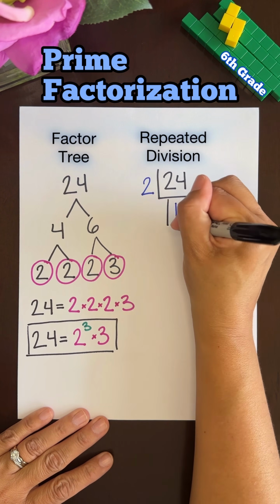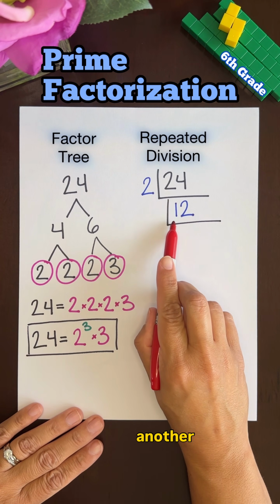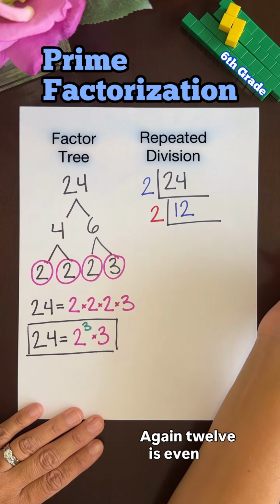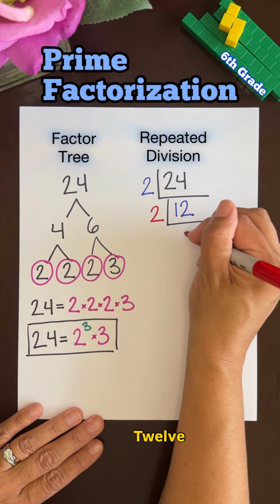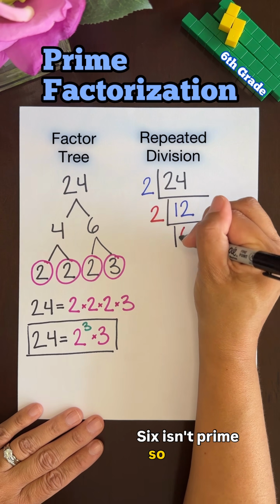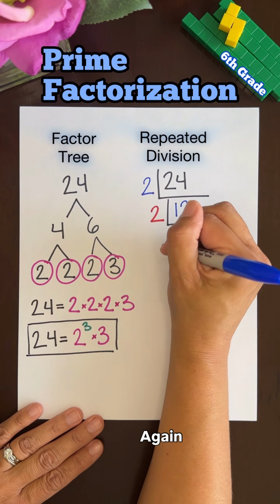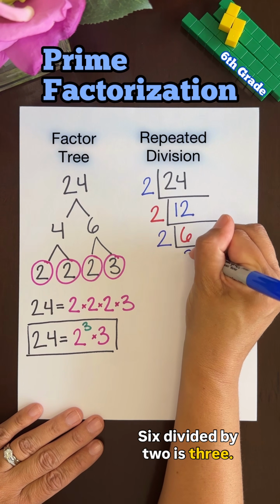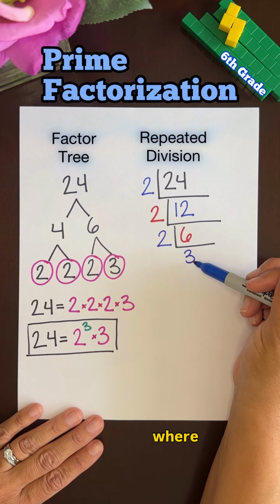Draw the division sign again, and now we're looking for another prime number that goes into 12. Again, 12 is even, so I know I can divide it by 2. 12 divided by 2 is 6. 6 isn't prime, so we keep going. Again, 6 can be divided by 2. 6 divided by 2 is 3. Now, 3 is prime, so this is where we stop.